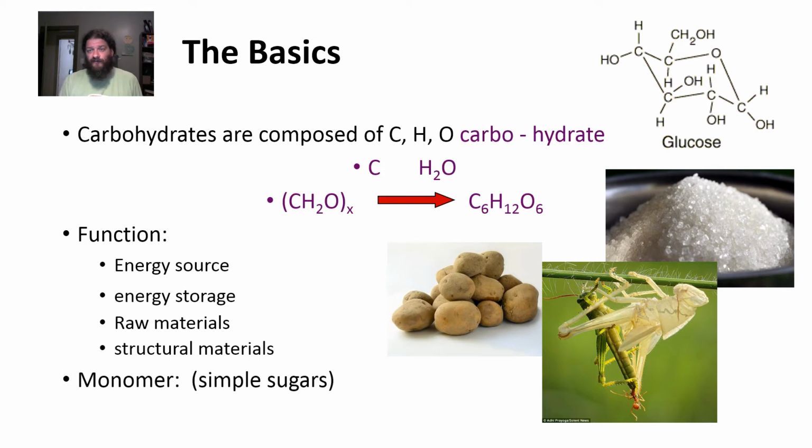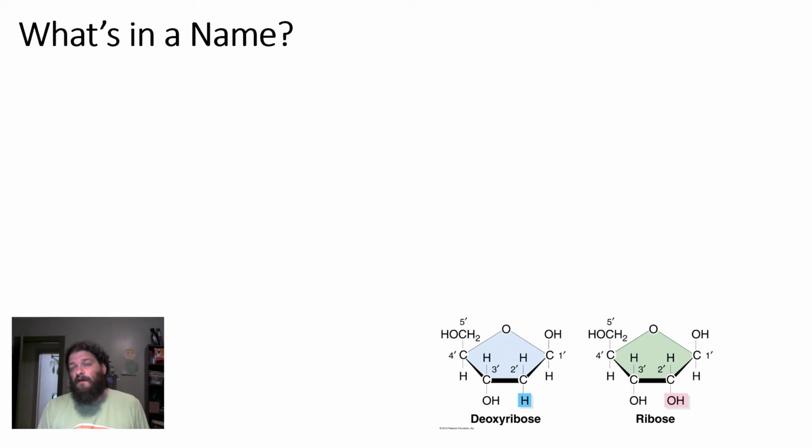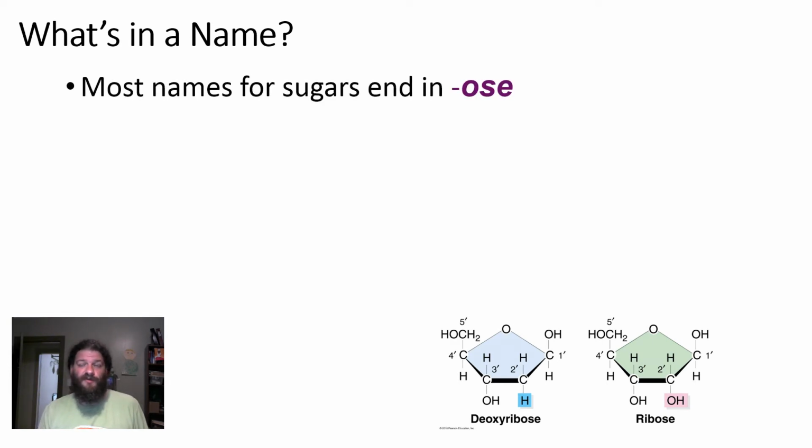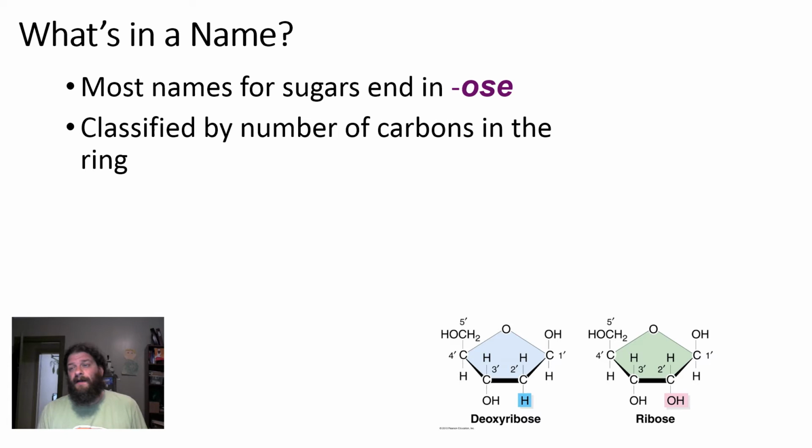It's important also for us to note that the monomer, the repeating unit of complex carbohydrates, are simple sugars. The names of sugars are also important. Nomenclature is something we should be aware of. They do usually end in "-ose", so terms that end in "-ose" are indicating that it is a sugar. They are classified by the number of things in the ring.